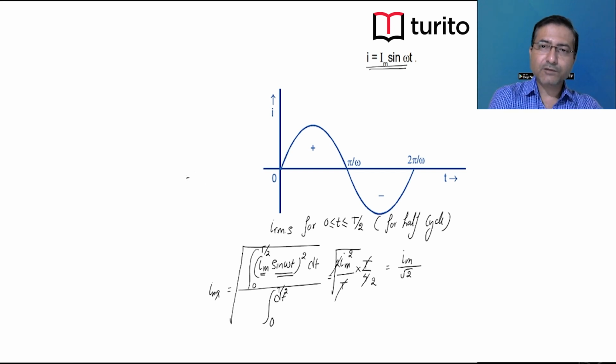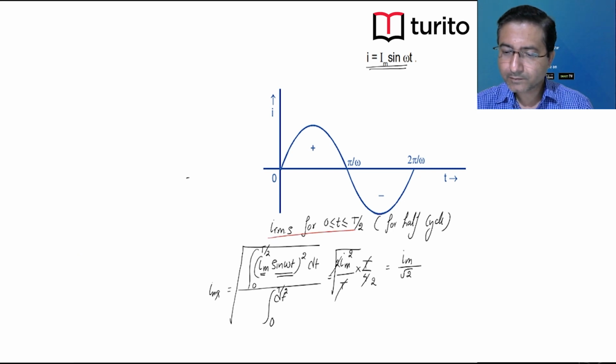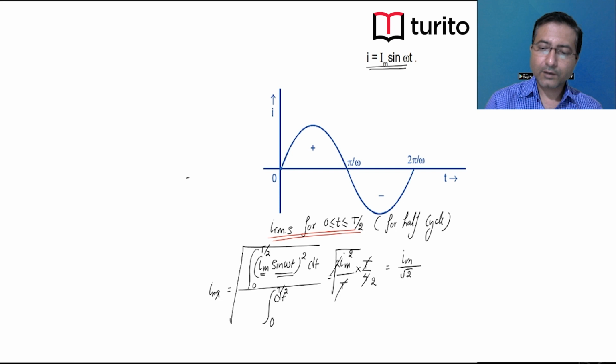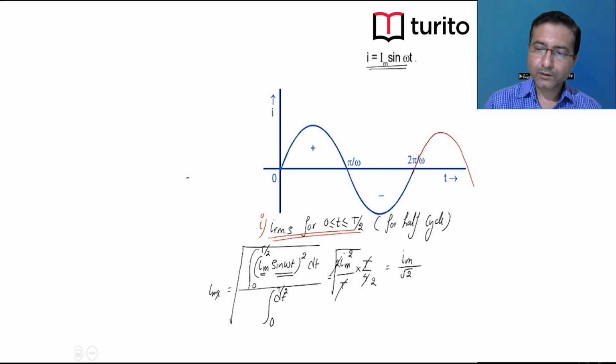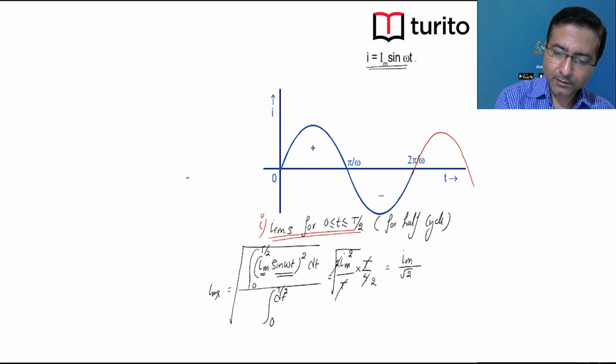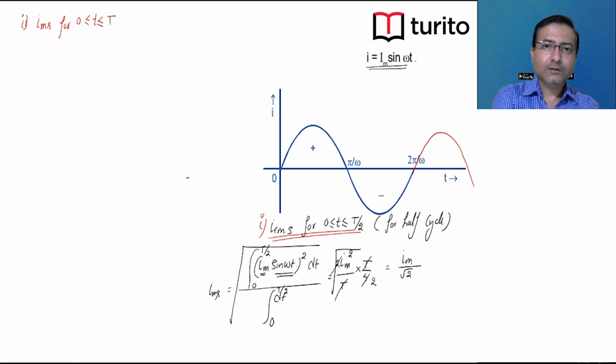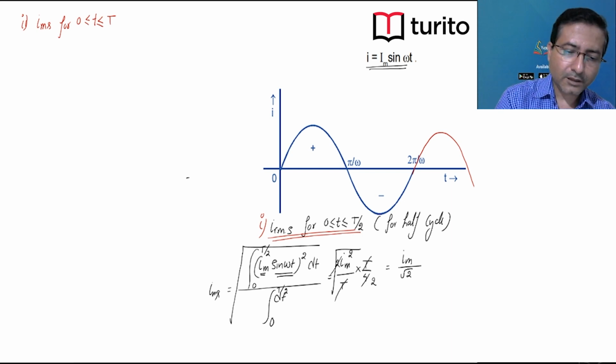Now if I ask what is the RMS value for the full interval, so now I want it for the full cycle. This is extended and going up to infinity. For one complete cycle, what is the RMS value? So IRMS for 0 to capital T. That means for a complete cycle.